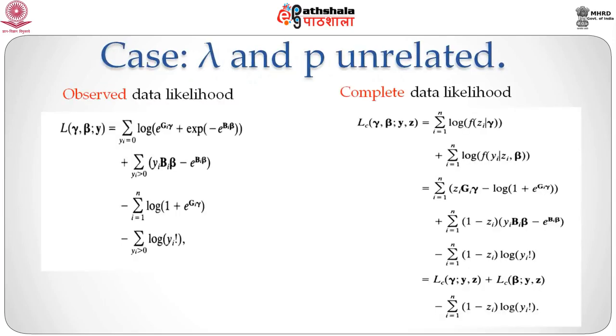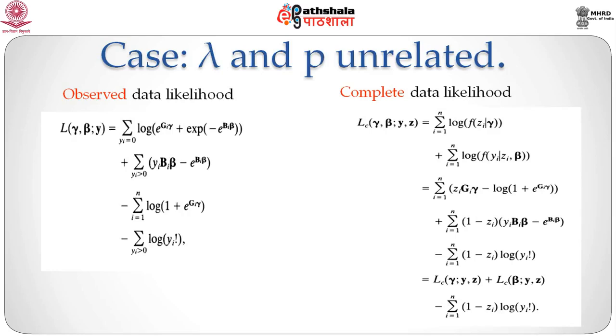First, let us look at the case when lambda and p are not related, that is, not functionally related. The observed data likelihood is as given in the left panel on this slide. The sum of exponentials in the first term makes direct maximization of this expression difficult.